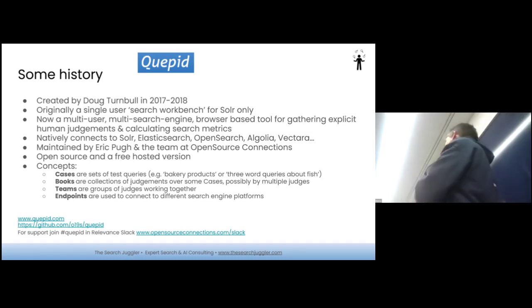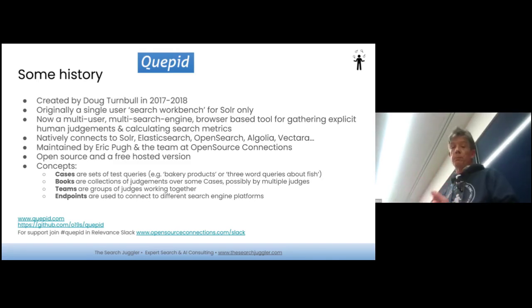Books are collections of judgments across a number of cases, and you can have multiple judges, lots of people judging how good the results are from that query. Teams are those judges, the groups of judges, and the people working with a particular tool in some cases. And endpoints are how Cupid talks to a particular search engine.